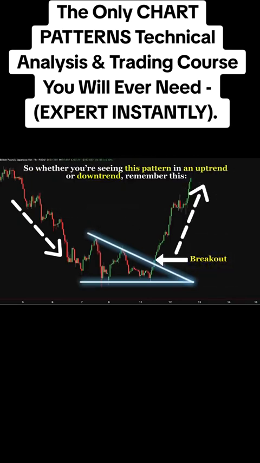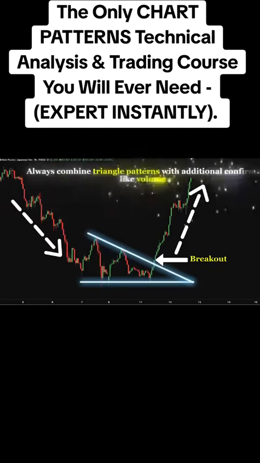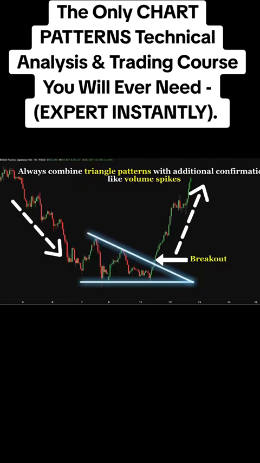So whether you're seeing this pattern in an uptrend or downtrend, remember this: break below support typically signals bearish continuation or reversal. Break above trend line may signal bullish momentum returning. Always combine triangle patterns with additional confirmation like volume spikes, candlestick rejections, or key support and resistance zones to improve reliability.